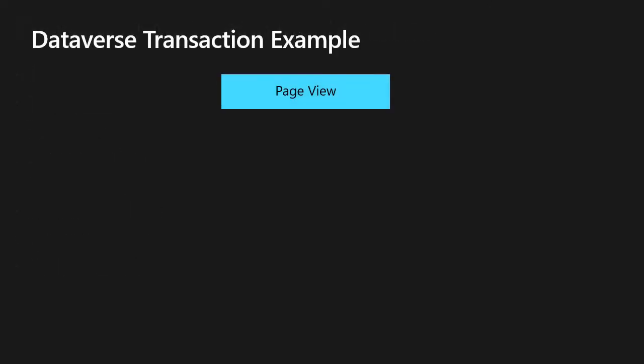So let's take a moment to visualize what we're looking at here. This is an example from a Dataverse transaction. We'll start off with a page view, which, like we mentioned on the previous slide, can be something like retrieving an opportunity form. A user looks at a view, decides which record they want to review, clicks into the grid and opens up a form. That can be considered their page view.